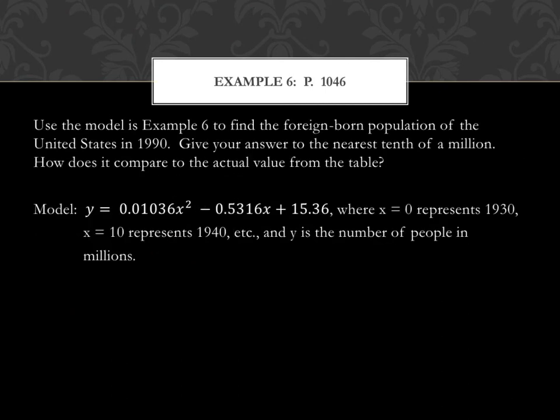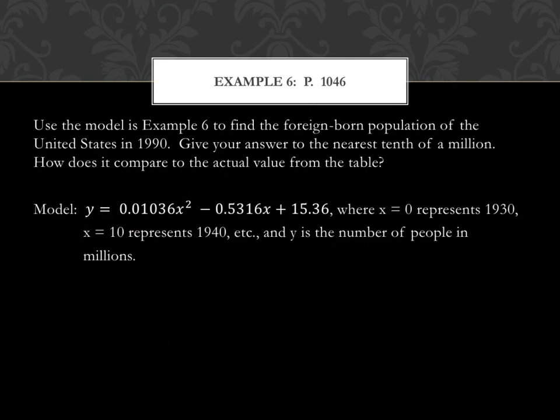Use the model in example 6 to find the foreign-born population of the United States in 1990. Give your answer to the nearest tenth of a million. How does it compare to the actual value from the table? Okay, so the model in example 6 is y equals 0.01036x squared minus 0.5316x plus 15.36, where x equals 0 represents 1930, x equals 10 represents 1940, and so on, and y is the number of people in millions. So we're going to use that model to find the foreign-born population of the United States in 1990.